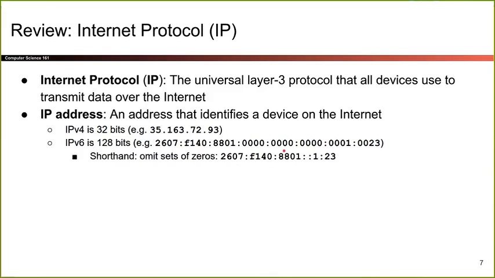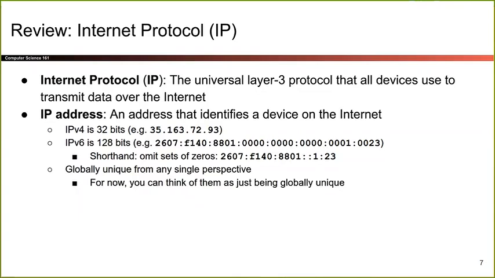Sometimes, because they're so long, you omit the zeros. So if you see this, it might be helpful to know, oh, this is an IPv6 address. But for this class, we'll always stick with IPv4, I think. Now, these are globally unique from any single perspective, which is kind of a lot of words. I think for today, all you have to think of is that these addresses are unique, period.